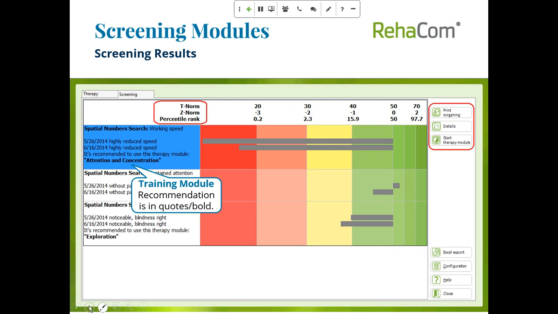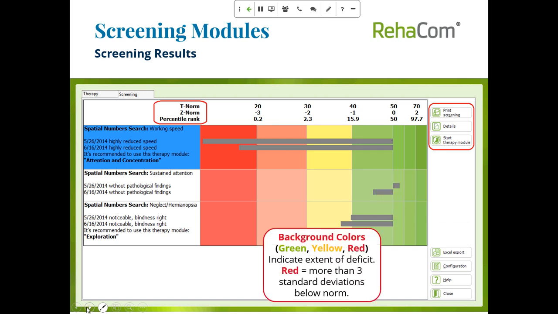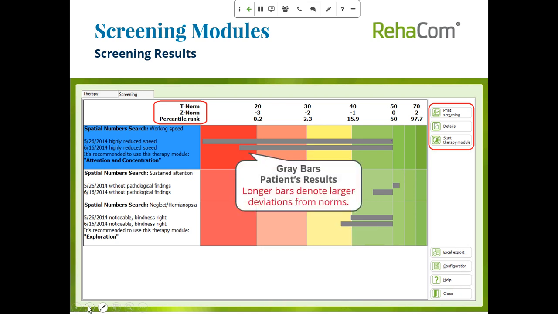And then a discussion. The results are summarized to the left of the graph, and where you start off as having an average or normal sample, it is color-coded. So red would show this patient's performance is more than 3 standard deviations below the norm. So that's not good. So we can see the details. You can print this if you wish. You can export it. You can also close out of it. And the gray bars denote deviations from the norm.